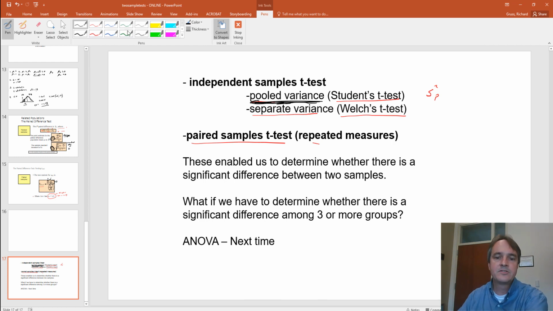The thing that these two cases had in common was that we were looking for a significant difference between two samples. Now what we need to get into is what if we are interested in the difference among three or more groups. We compared factory A and factory B. What do we do if we have three factories and we want to know if there's a significant difference in output? We can't really use the t-test anymore. And so that's what we use an ANOVA for, which we're going to get into next time.